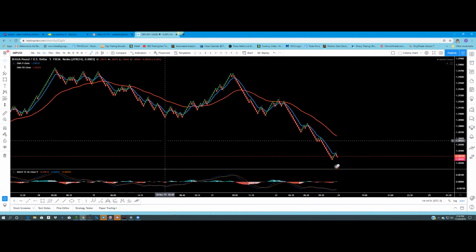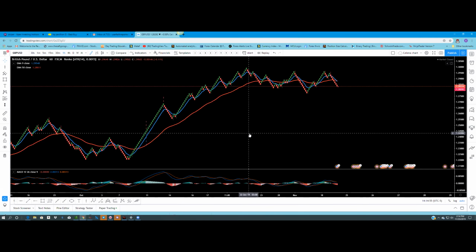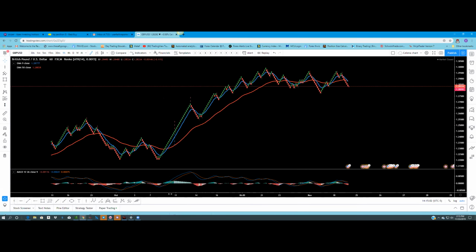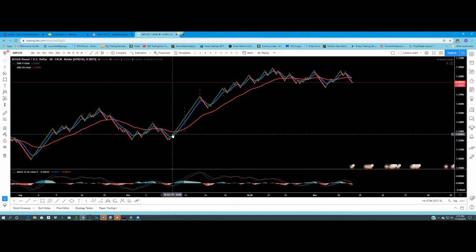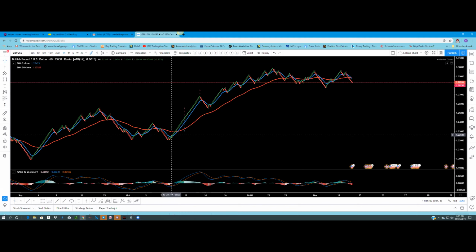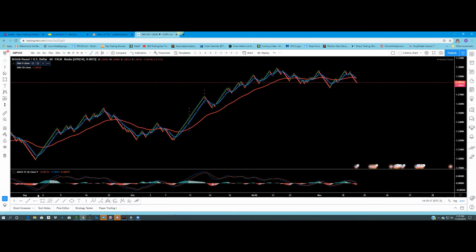So go to your 1 hour. Show me your most recent uptrend and where it started. Put a trend line there. I see it, so we want everybody else to see it. The cross, identify the cross, not the entire trend, I'm sorry. Identify the cross.